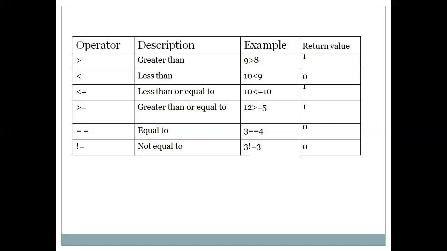Next one, equal to. 3 is equal to 4. The condition is false, so it returns the value 0. Next one, not equal to. 3 is not equal to 3. It means the statement is false. So it returns the value 0. So I will run one program. I will show you.